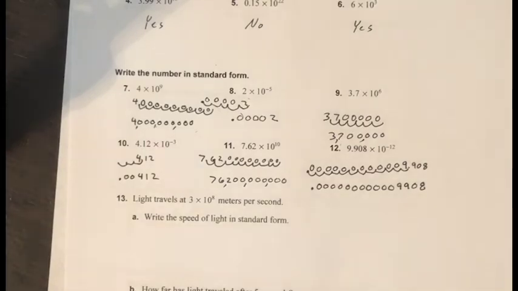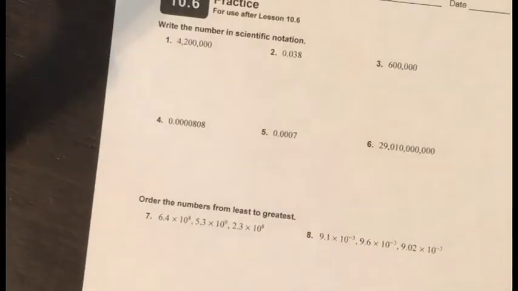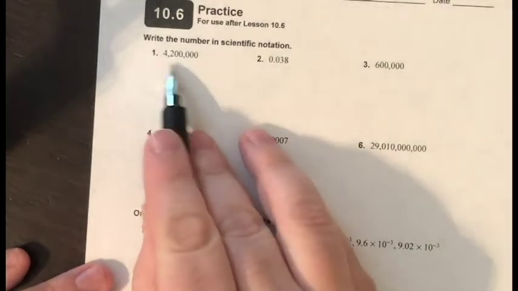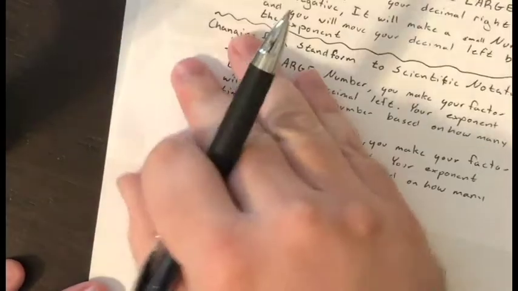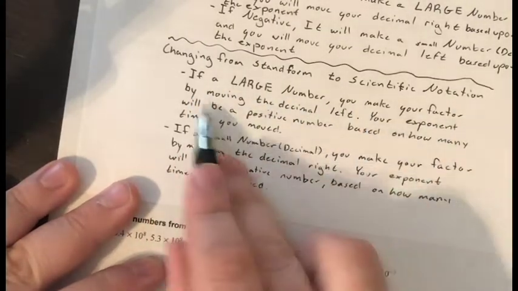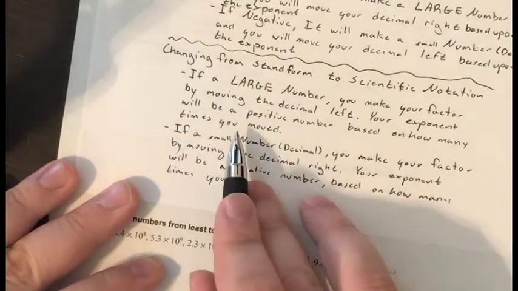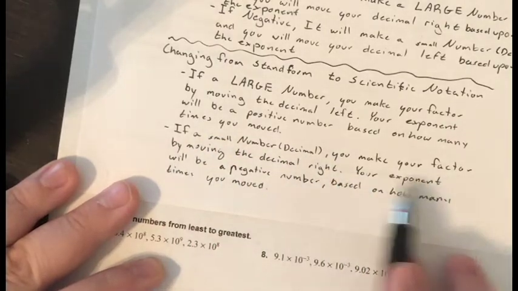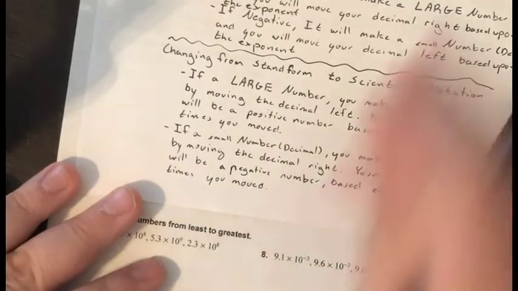But what I do want to do right now is we're going to actually look at the next piece of it. And we're going to write the number in scientific notation. So now we're going to reverse that process. Now I've given it to you in standard form, and our job is to write it in scientific notation. Well, let's look at our rules that I gave you. It says, if a large number, you make the factor by moving the decimal left. Your exponent will be the positive number based on how many times you moved. And then the next piece, if it's a small number, a decimal, you make the factor by moving the decimal right. Your exponent will be a negative number based on how many times you've moved.